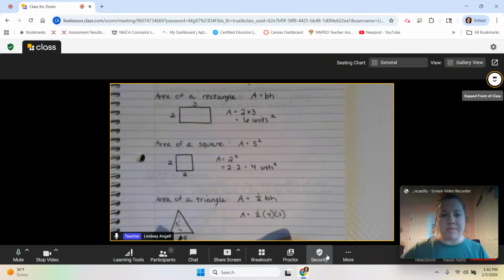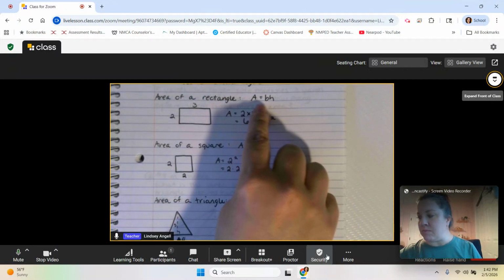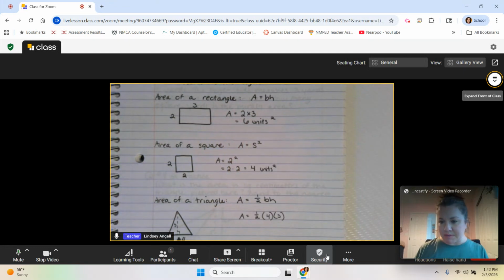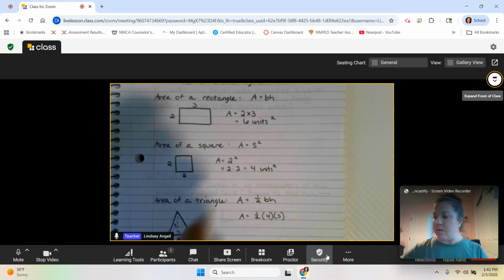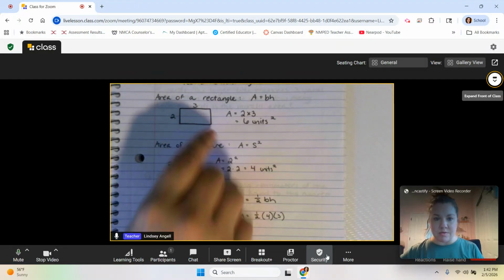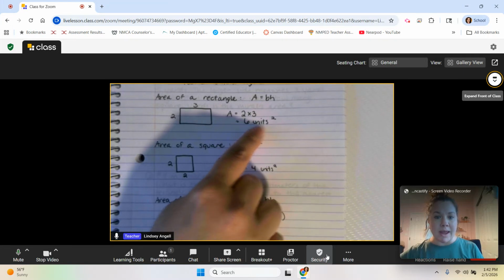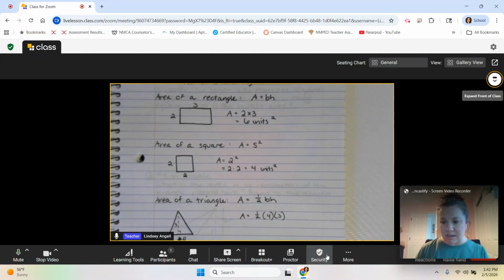So the area of a rectangle is found by multiplying the base times the height of the rectangle, or sometimes you might see it as length times width. In this case, we've got a 2 by 3 rectangle. Multiply those together, we get 6 square units, because technically you're doing units times units, and when you multiply something by itself, you're squaring it. So whenever you're talking about area, your units are always squared.